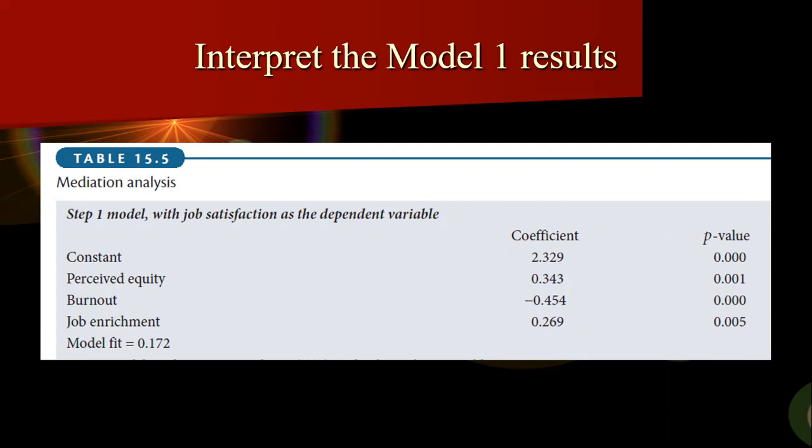So this is the first table where you can see the dependent variable is job satisfaction. And these are the three independent variables: perceived equity, burnout, job enrichment. Model fit is 0.172 and constant is given. Second column is the beta coefficient. Third column is the p-value. So this is a very summarized table, although when you conduct regression analysis, a lot of other statistical values are also given.